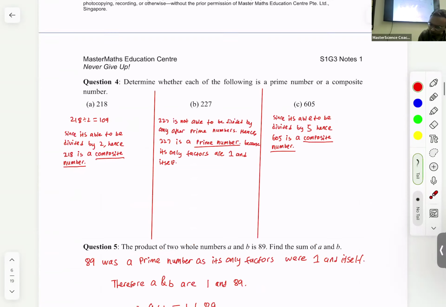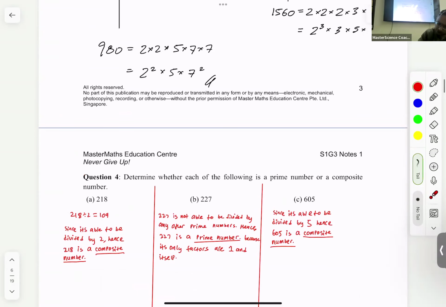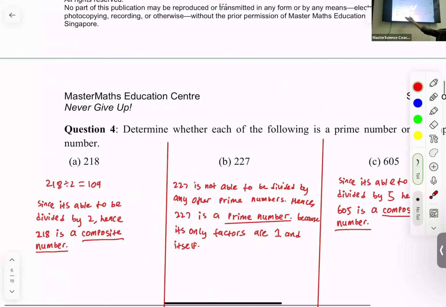Determine whether each of the following is a prime or composite. Okay. So here, since 218 can be divided by 2, hence 218 is a composite number. So this is a bit of explanation. 227 is not able to be divided by any other prime numbers. Hence 227 is a prime number because its only factors are 1 and itself.